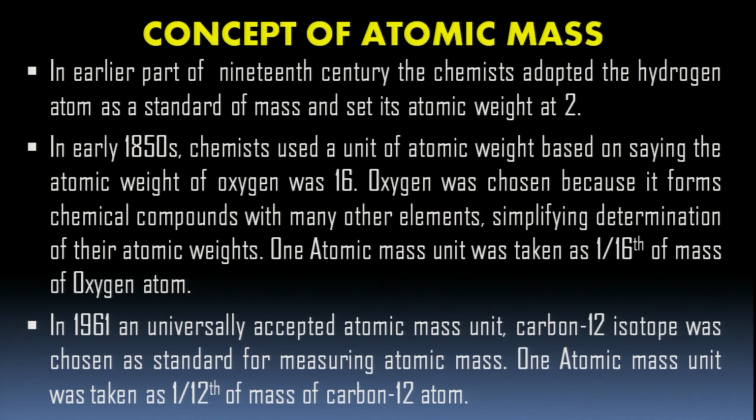In the early 19th century, the chemists adopted the hydrogen atom as a standard of mass and set its atomic weight at 1. Children, as I have told you, since it is difficult to find the absolute mass of an atom, it was necessary for them to find the relative mass by comparing with other atoms. First, they thought that they would compare it with hydrogen. Okay. But they could find that standard mass of hydrogen was set at 1.